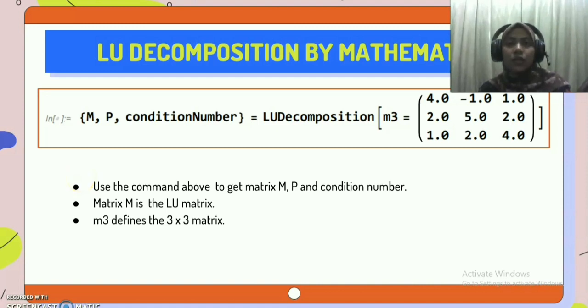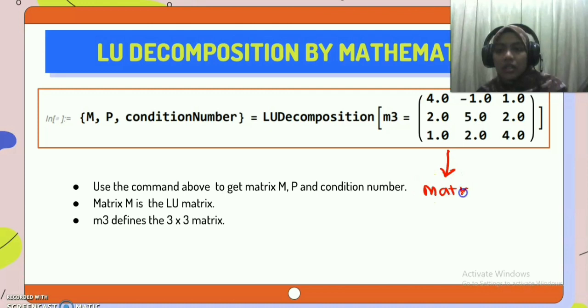So now I'm going to explain how to solve the system of linear equations using LU decomposition by Mathematica. First we use the command above to get matrix M, P and the condition number. Matrix M is the LU matrix. So this M3 here defines the 3 by 3 matrix, and this matrix we call matrix A.